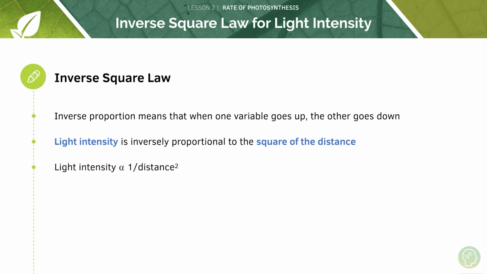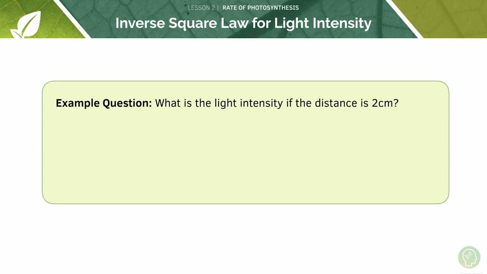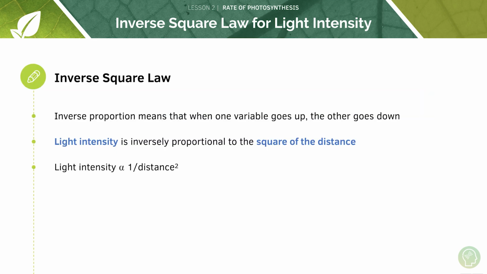And the way we write an inverse proportion is like this. Sorry, going a bit too fast. It's like this. So light intensity is proportional to 1 over the distance squared. And you can just use this like any old equation. So don't get put off by this little proportion sign here. So if I write it like this, light intensity is proportional to 1 over distance squared.